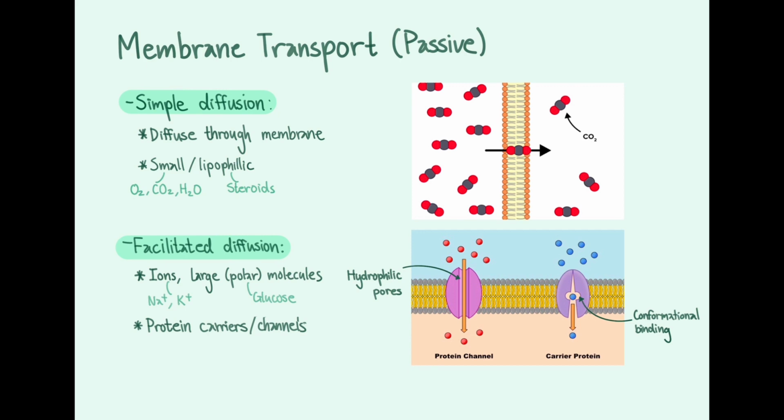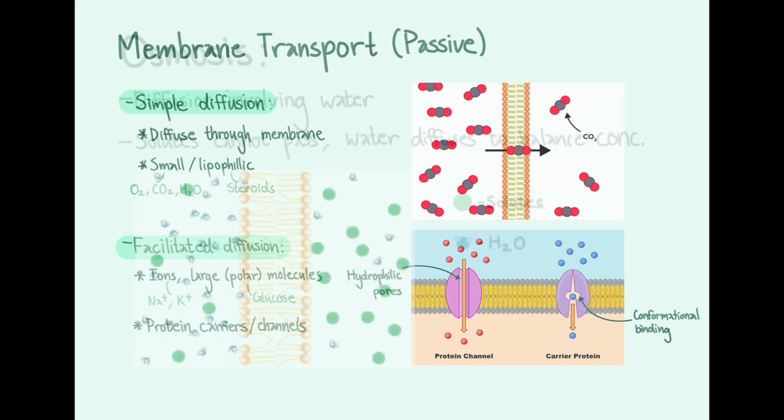The other type is facilitated diffusion, which is used for substances that can't freely pass through the cell membrane, such as charged ions and large macromolecules, especially polar macromolecules. Some examples include glucose, sodium ions, and potassium ions. These substances can diffuse through the cell membrane via channels or carriers made out of proteins. Protein channels have hydrophilic pores which allow ions to pass through, and carrier proteins undergo conformational changes as they bind to specific substances and translocate them across the membrane.